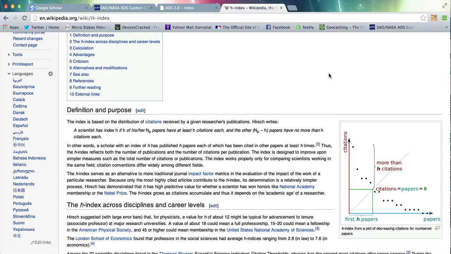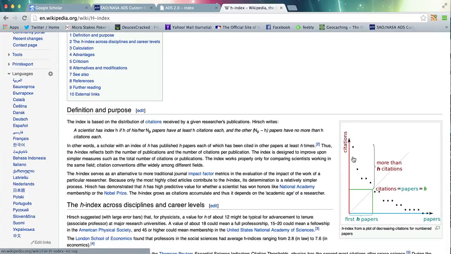Hello, the topic today is how do I calculate my H-index. Again, to review, the H-index is the nth paper with n citations, sorted by highest number of citations first and going down. And this graph gives a great representation of what that means.